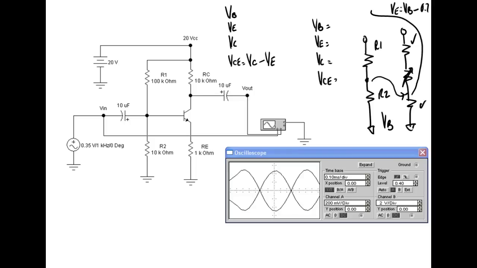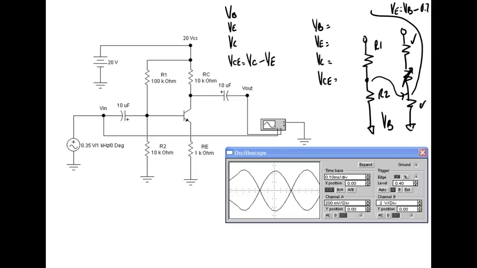Let's see if that helps a little bit. Yeah, it helps a lot. So here's my input. Here's my output. Input. Output. What was happening is I had my power supply turned down so much.